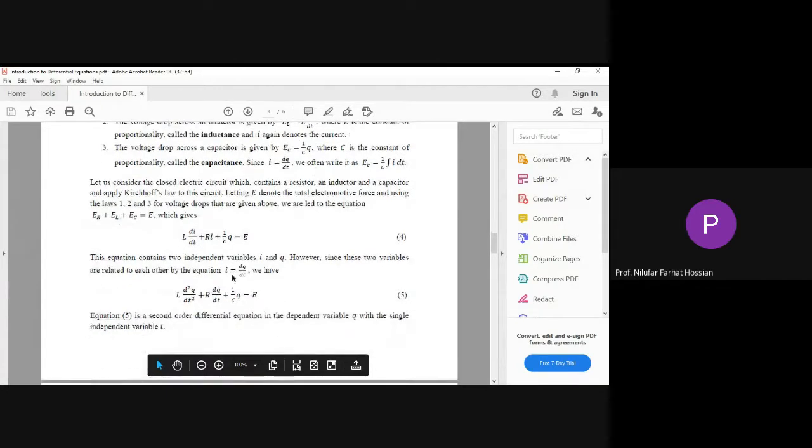And if you want to convert it in terms of I, you can write q equal to the integral of I dt. Please make it correct: the equation contains two dependent variables, not independent variables. So this is a second order differential equation where the dependent variable is q, and here it is a first order differential equation in which the dependent variable is I. In place of q, just write the integral of I dt. That's all.